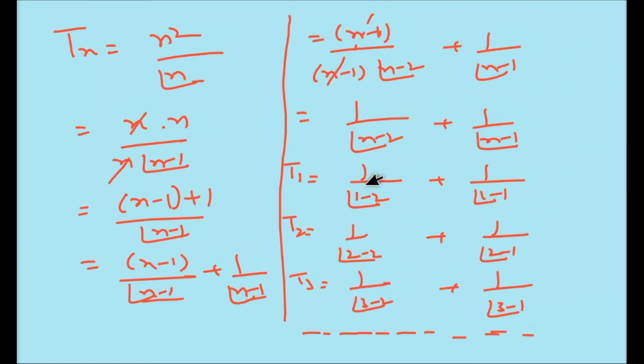We get here 1 upon factorial minus 1, 1 upon factorial 0, and here we get 1 upon factorial 0, 1 upon factorial 1. Here we get 1 upon factorial 1 plus 1 upon factorial 2, and so on. The negative value in factorial, I have already described it. This value, total value is 0.